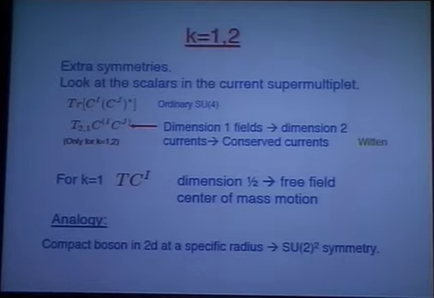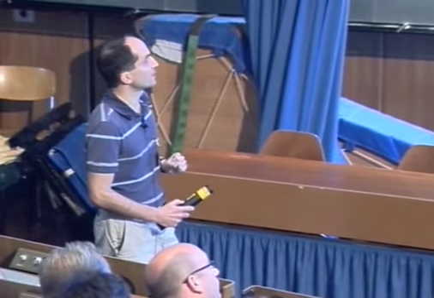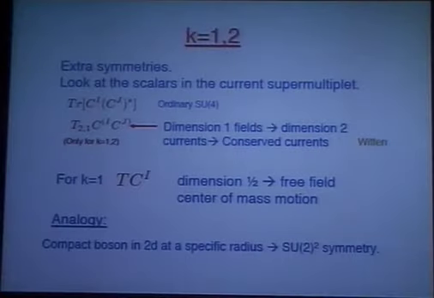Of course, this argument relies on the fact that the dimension of this operator is the naive dimension, so the dimension one half that we can just compute by looking at the C fields. In addition, for k equal to 1, we can construct this type of operator, so the 't Hooft operator with 1 unit of flux times the C field. And this, again, is a dimension one half field, and that should be a free field and should represent the center of mass motion of the branes.